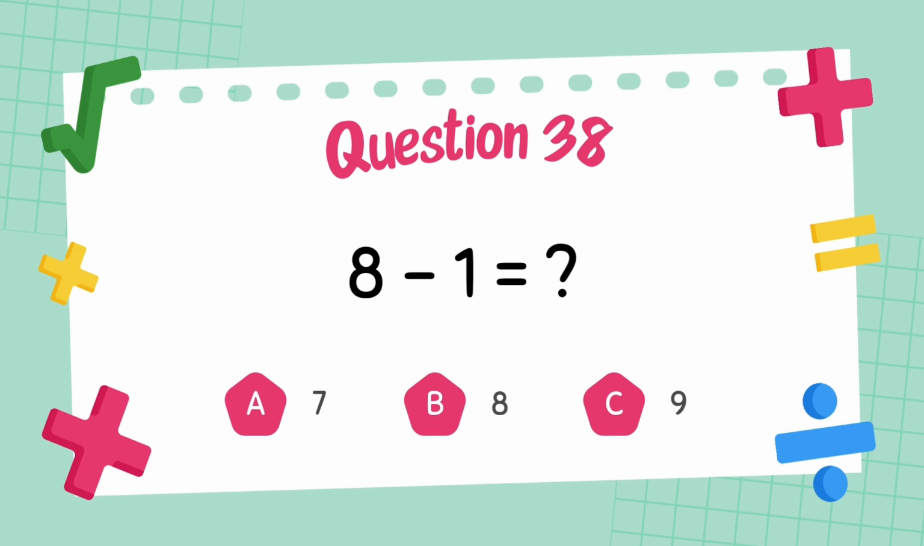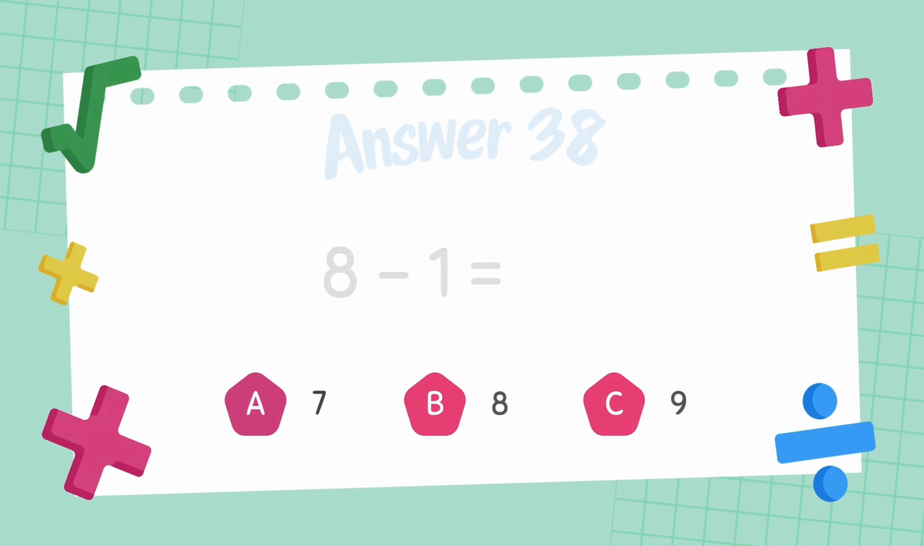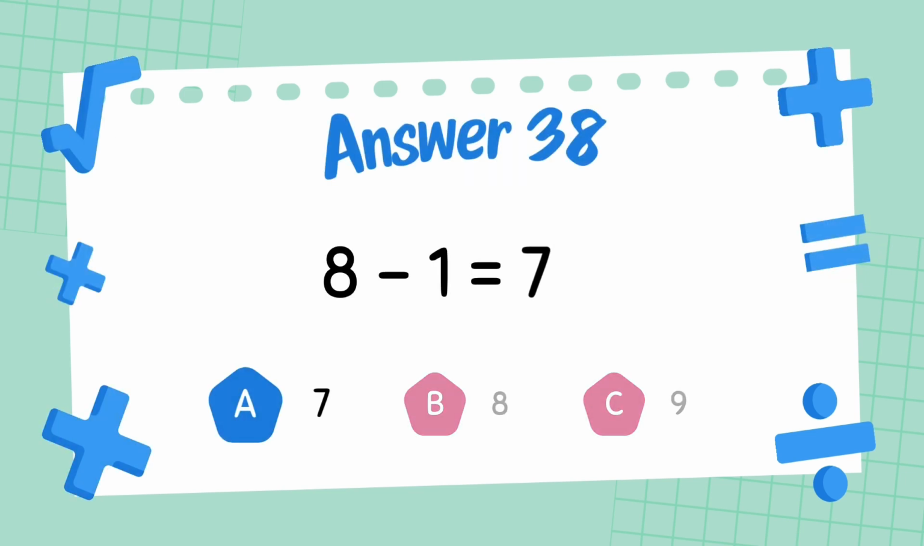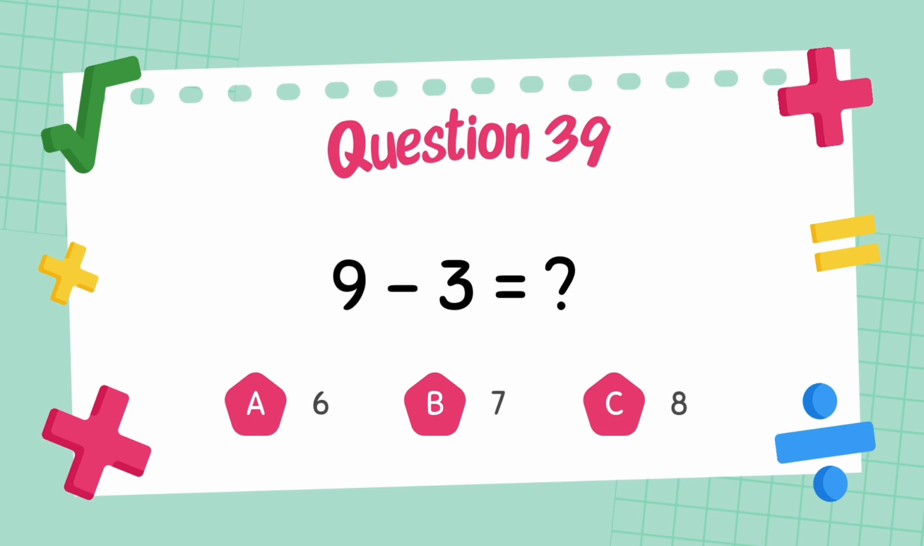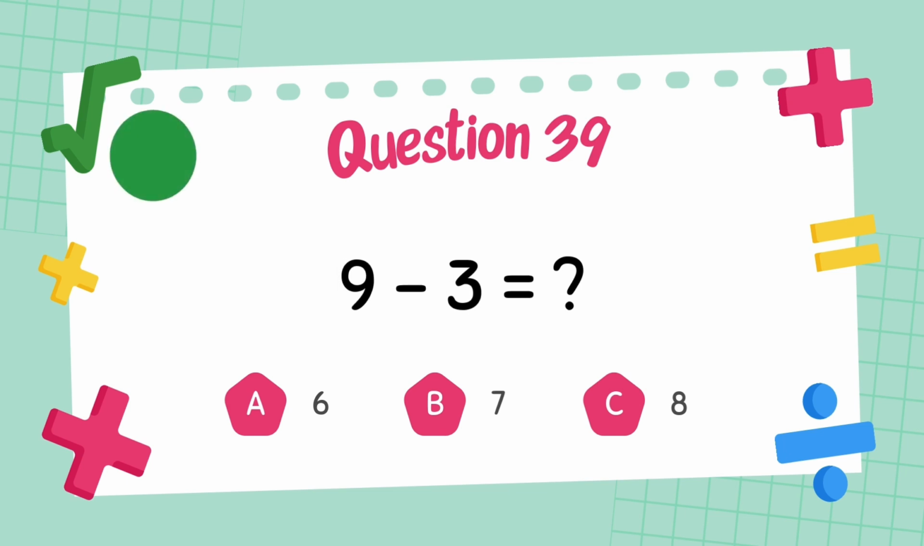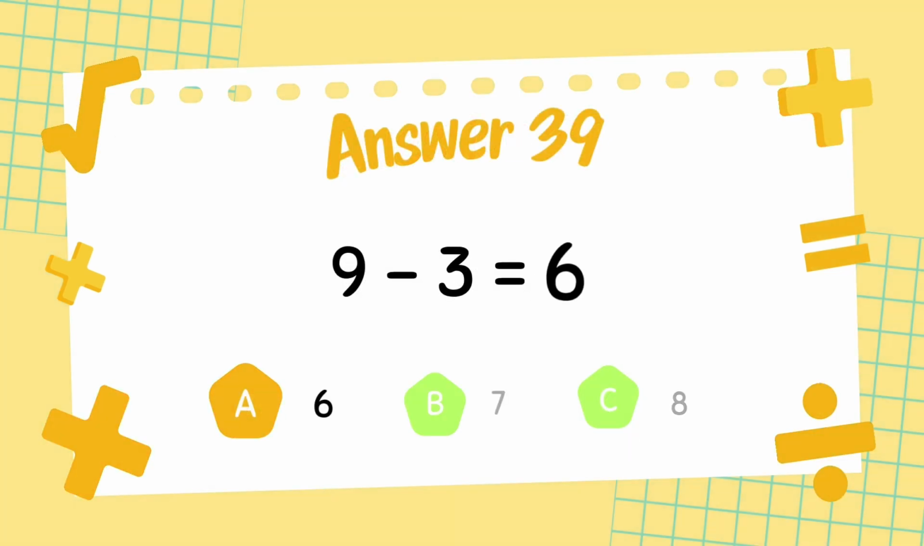What is 8 minus 1? The answer is 7. What is 9 minus 3? The answer is 6.